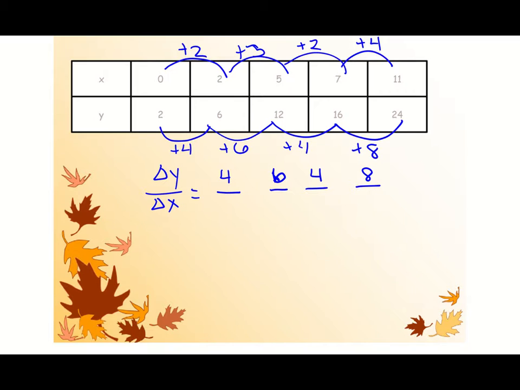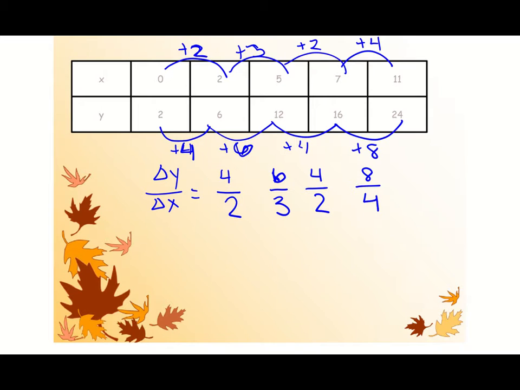changes of y. So here I had the 4, and the change of x was 2, so 4 over 2. Here I had the 6, my change of x was 3. Here I had another change of 4, my change of x is 2. Here I had a change of 8, and my change of x is 4. So if you look at these fractions that I just wrote, the change of y over the change of x, maybe you'll notice something. I have 4 over 2, 6 over 3, 4 over 2, and 8 over 4.